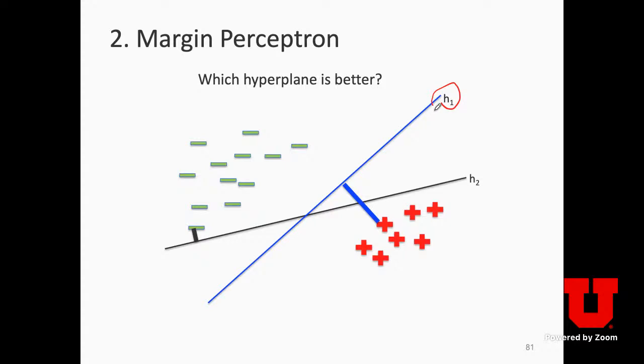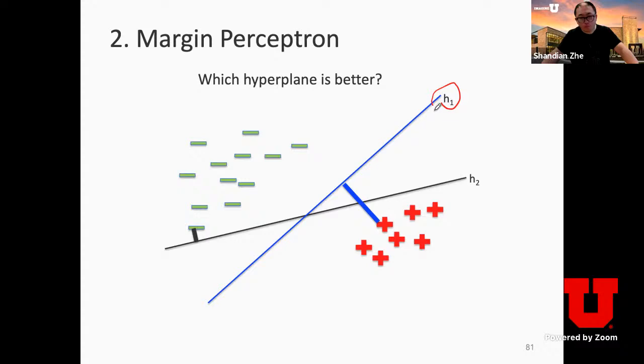Blue one. Everybody agree? Blue is more generalizable because it's equidistant from both the sets. Yeah, but why is it that being away from the examples generalizes better? Any thought about that?